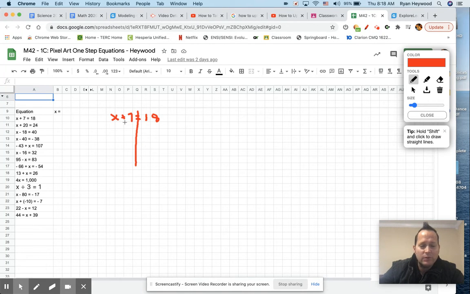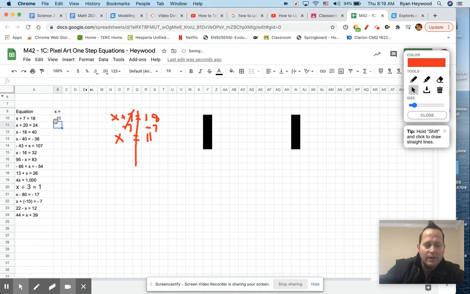So the inverse, or opposite, of adding 7 is taking away 7. So we need to take away whatever we're adding, and we need to make sure and do that to both sides. So these cancel out, leaving us with just x on this side. And 18 minus 7 is 11. So x equals 11. All you do is type in the answer there, and you're good to go. And you'll see that some drawing begins to appear.